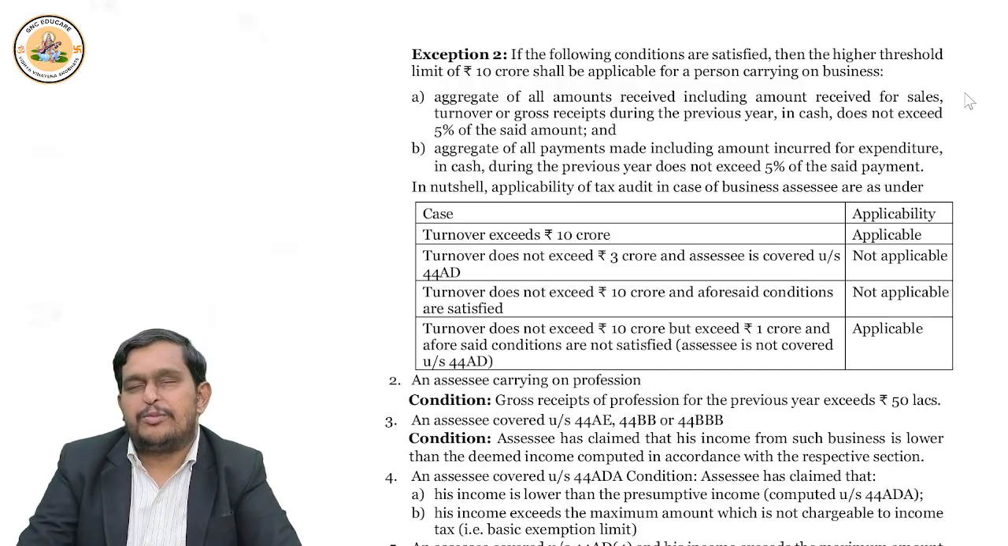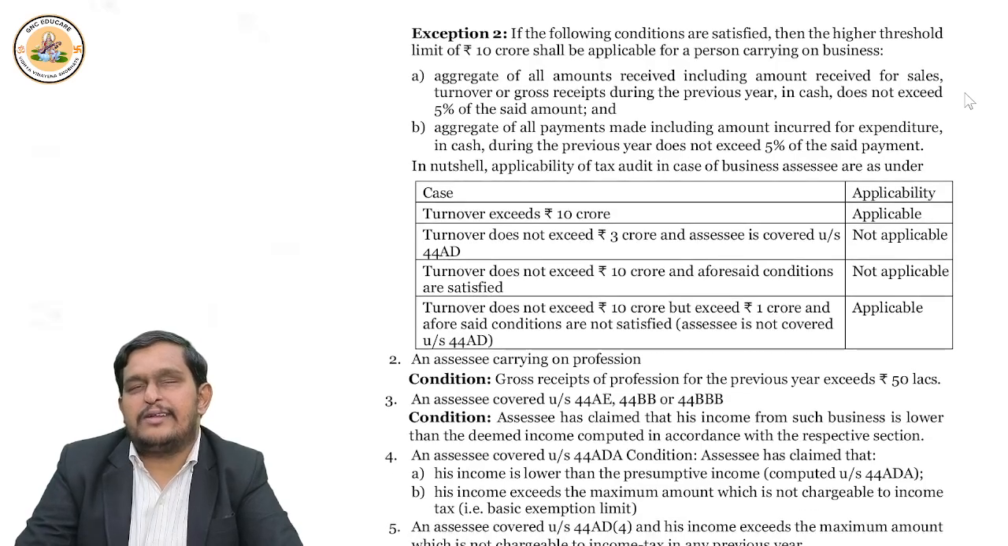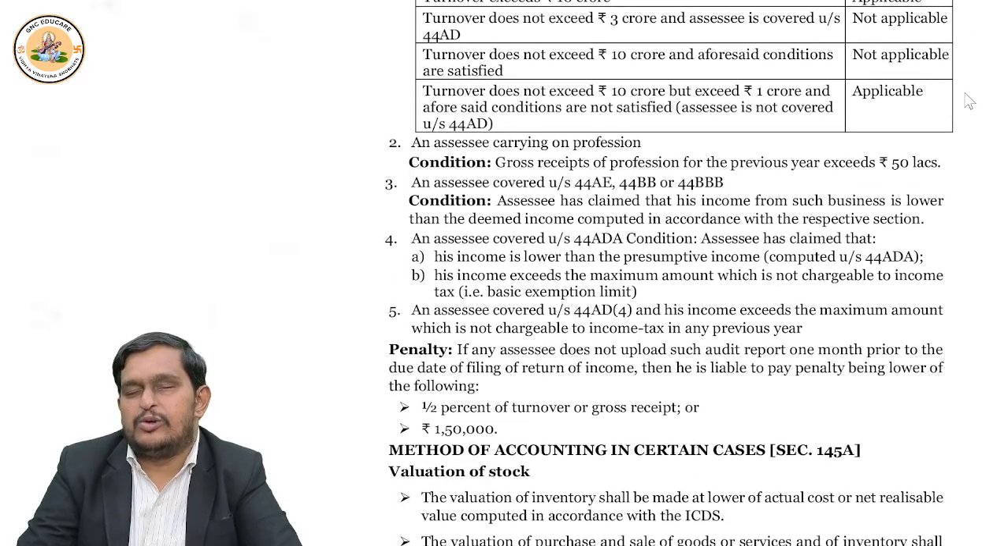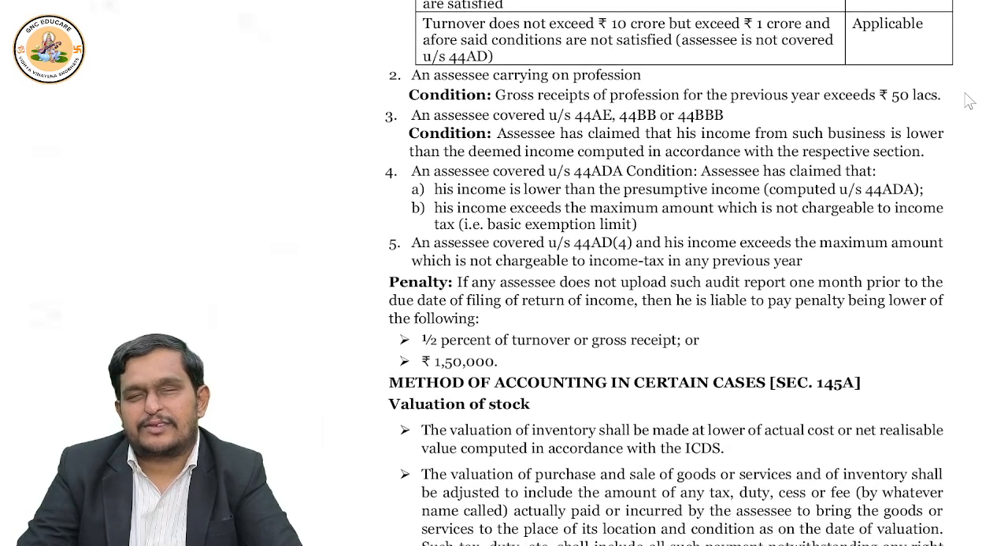Now let's come to professionals. What do they say about professionals? They talk about the 50 lakhs rule. What is the rule? If your gross receipts exceed 50 lakhs, then you have to do tax audit. Exactly 50 lakhs, do tax audit. Less than 50 lakhs, no need to do tax audit.